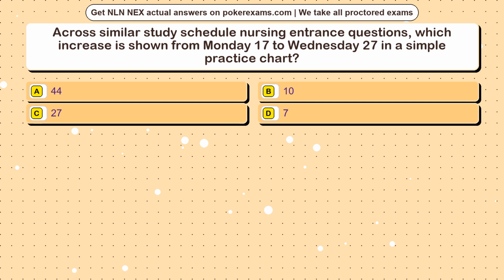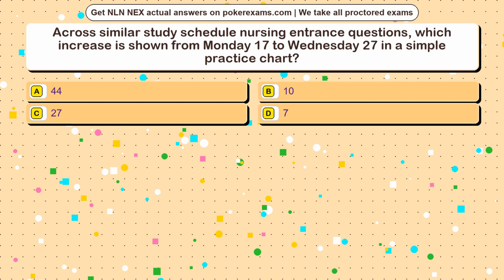Question 20. Across similar study schedule nursing entrance questions, which increase is shown from Monday 17 to Wednesday 27 in a simple practice chart? Option A, 44. Option B, 10. Option C, 27. Option D, 7.